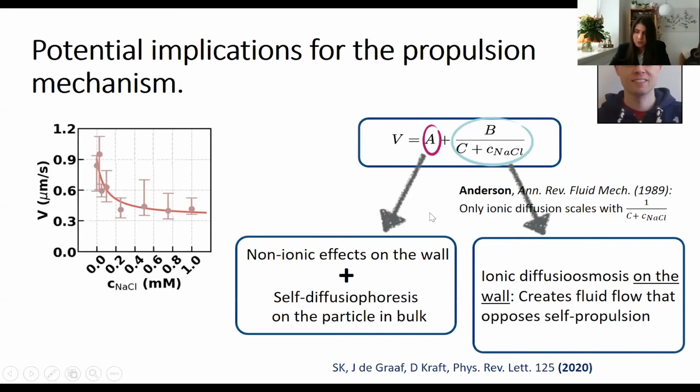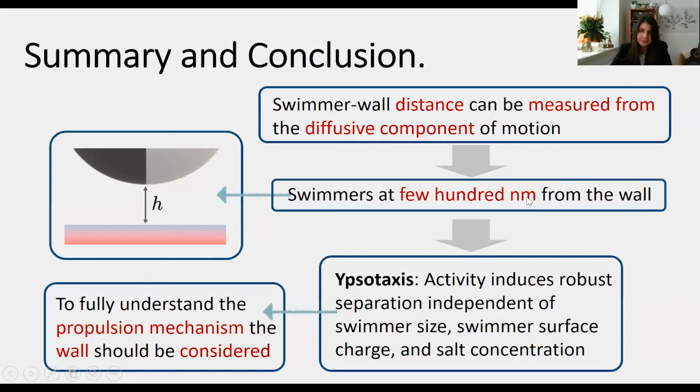So to summarize this, what we think is happening is that there is a fluid flow that is created on top of the wall because of this salt gradient, this ionic gradient on the wall, and this fluid flow opposes the self-propulsion, and it's what causes the particles to slow down. So if you would like to know more, in view of time, I refer you to our article.